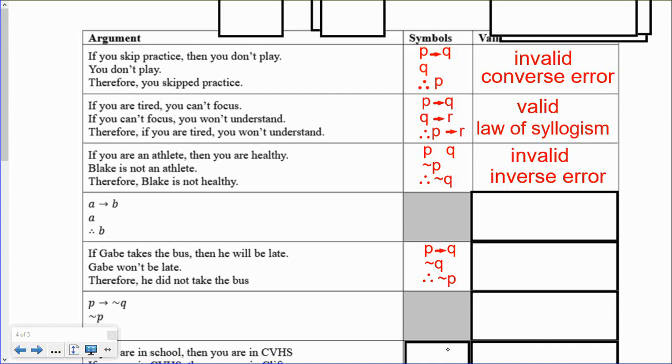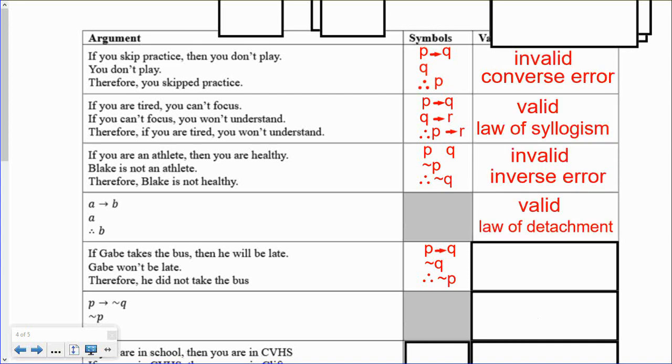All right, this was already in symbols, so no need to change anything. I went from A to B, and then A, therefore B. That's law of attachment. When I don't change anything, nothing changed with the order, nothing changed with opposites or anything like that. All I did was separate the two ideas and stick them in their own separate line. That's called the law of attachment. That's the first one we learned. Is that valid or invalid? Valid by law of attachment. Again, when you don't change anything, you just write them in the same order, but they're separated in their own line. It's called the law of attachment.